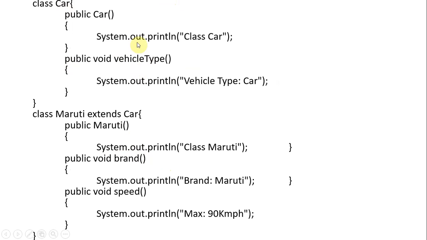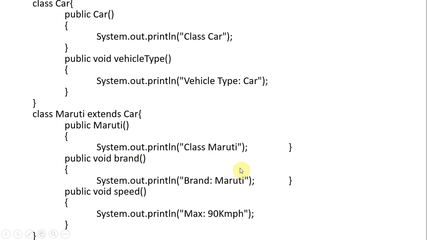Okay, so where is the vehicle type actually? Here, it is a method of car. And the brand is a method of Maruti. So we are trying to access the car methods as well as the Maruti methods in the Maruti 800 class by using Maruti 800's object, obj.speed.